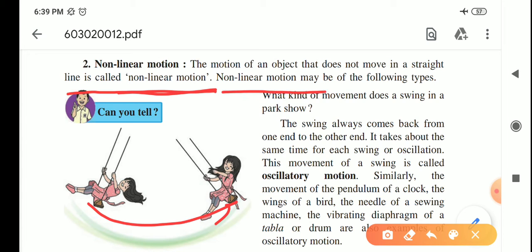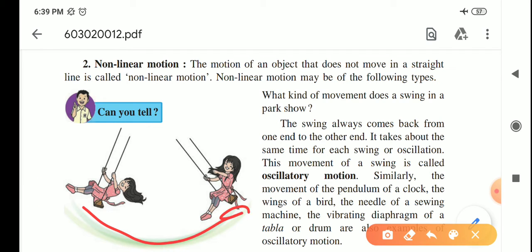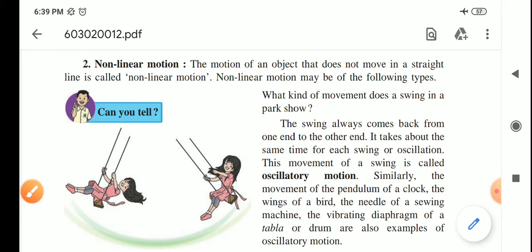Non-linear motion may be of the following types. So what are the different types of non-linear motions we will be seeing now? What kind of movement does a swing in a park show? What is this type of motion? It is called oscillatory motion. What is the definition? The swing always comes back from one end to the other end. It takes about the same time for each swing or oscillation.